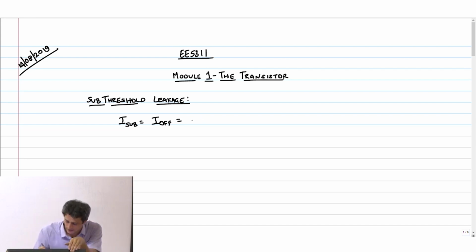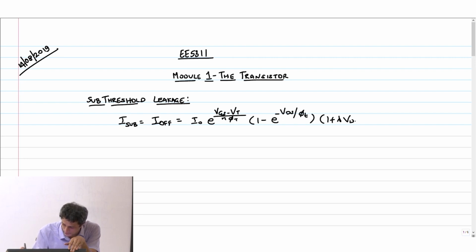This is some I naught e power (VGS minus VT) by n phi t, into 1 minus e power minus VDS by phi t, into 1 plus lambda VDS. This was the equation for subthreshold leakage. The most important part is really this exponential dependence on VGS and VT.